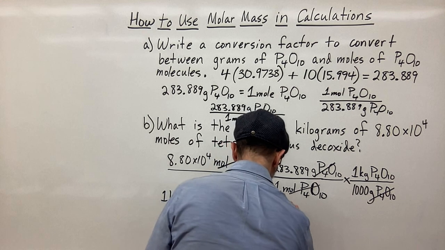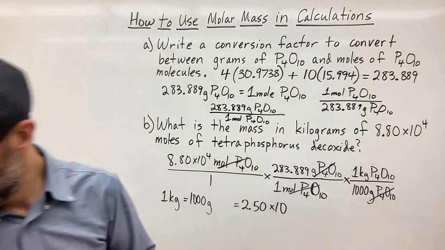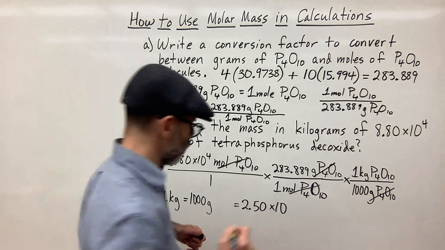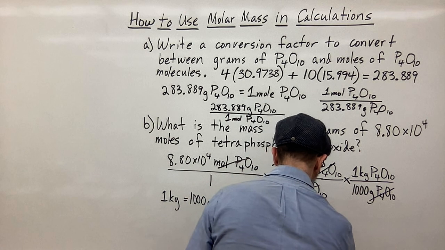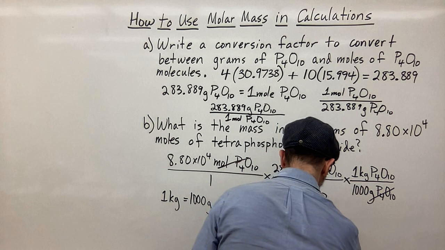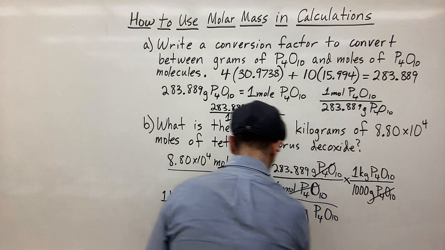2.50 times 10 to the 4th kilograms of P4O10.